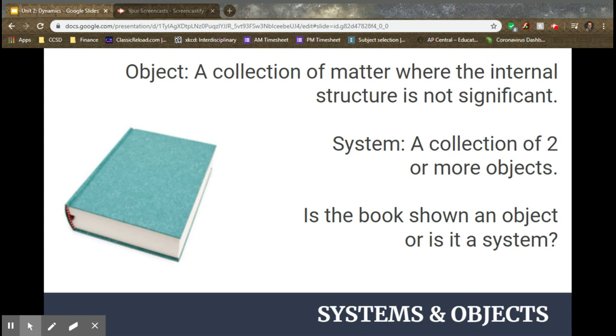If a question is concerned with the individual pages of the book, or perhaps even the atoms and molecules that make up the book, then we're going to treat this book like a system. It's a collection of objects, a collection of pages or atoms or molecules. Some questions are going to be more concerned with the book as a whole and where it's moving. In that case, the individual pages don't matter. We don't care about them. They don't affect the overall motion of the book. So we would treat the book as a single object.